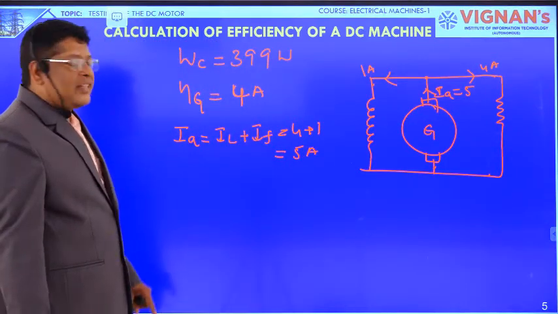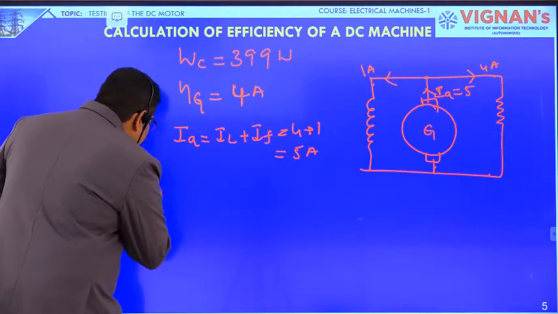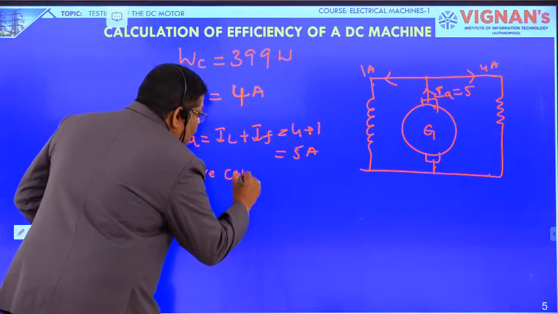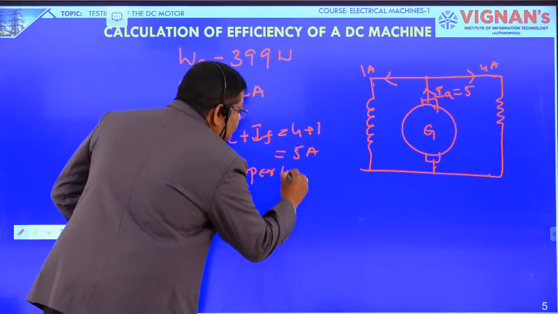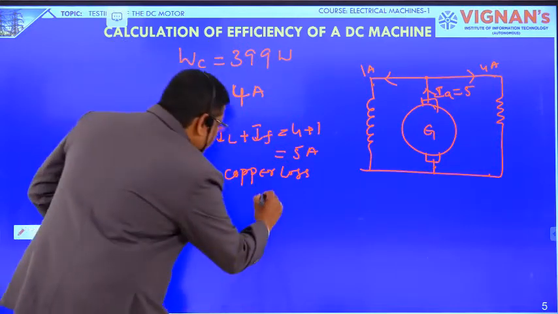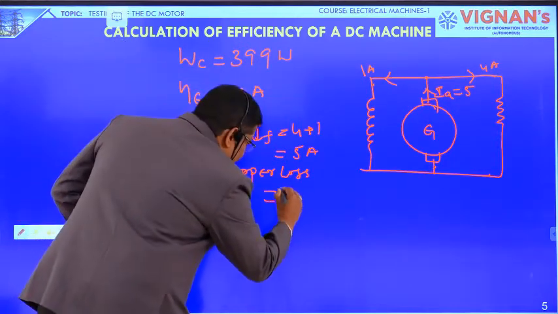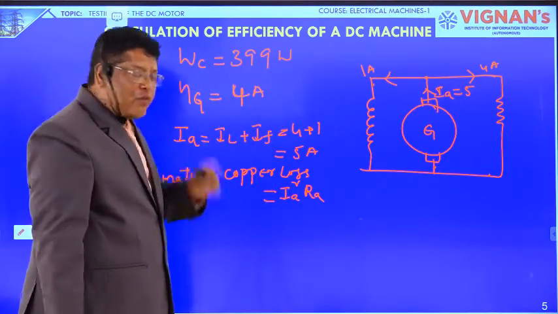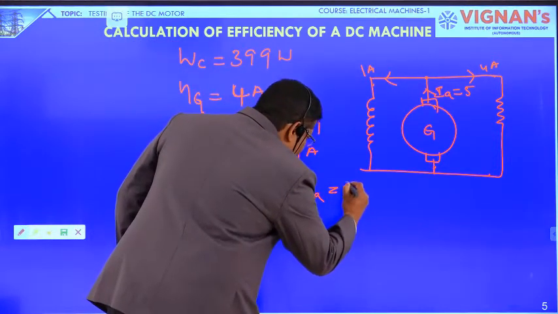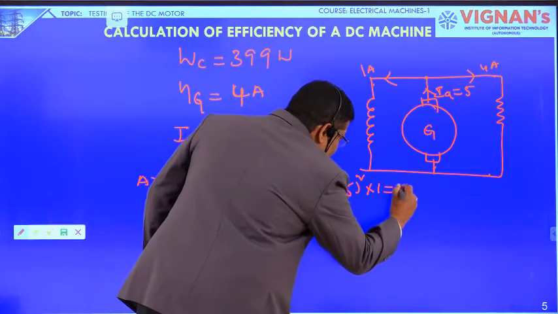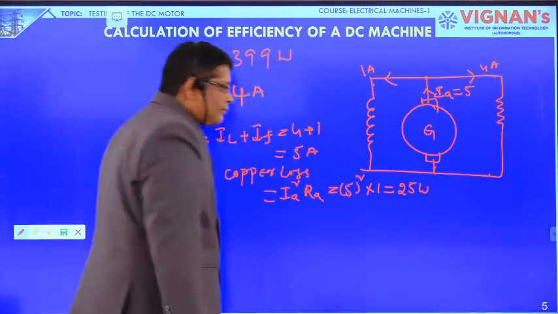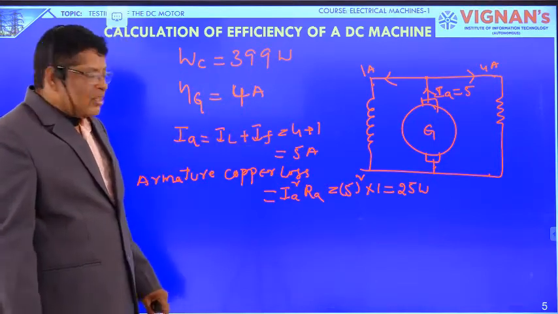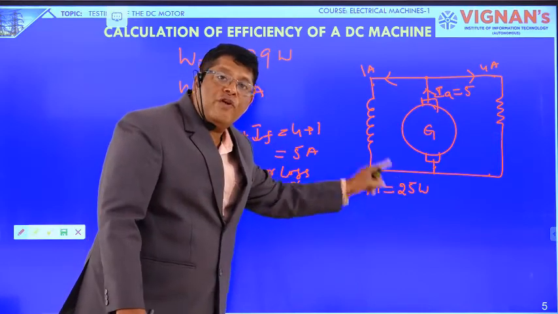Next we are going to calculate the armature copper loss. Armature copper loss is equal to Ia squared Ra. We have taken the value of Ra as 1 ohm. So here 5 squared into 1 is 25 watts. When the generator is giving 4 amperes of current, the armature copper loss becomes 25 watts.